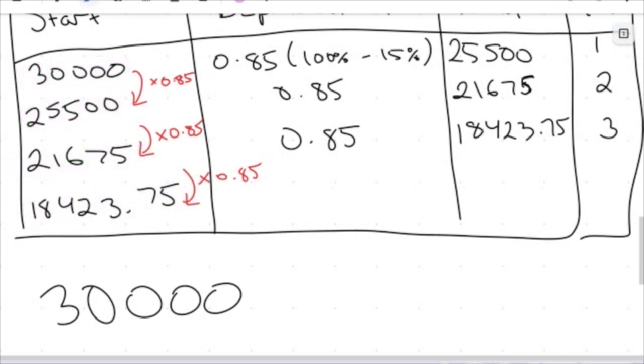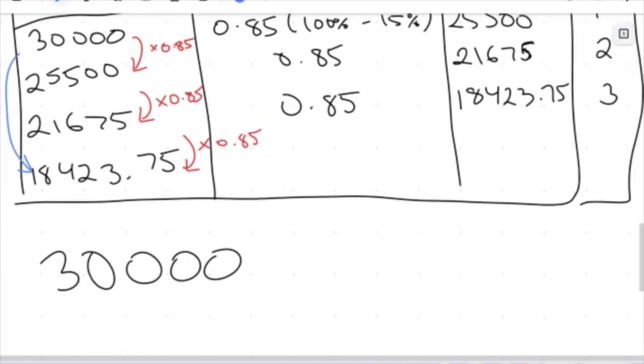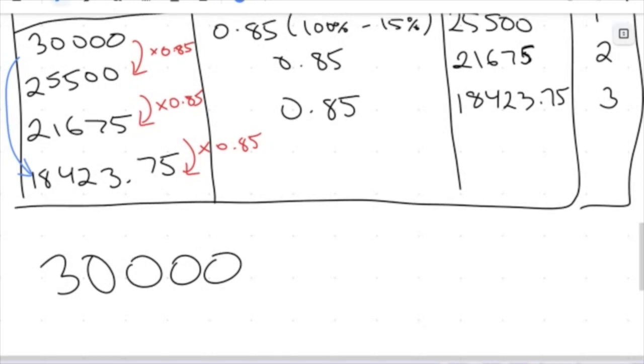Couldn't you say I just got from up here, let's do it in a different color, to down here, I got straight from 30,000 to 18,423.75 by just multiplying by 0.85 3 times. So I can write this as times 0.85 cubed, because this is just a shorthand for saying 0.85 times 0.85 times 0.85. Remember guys, mathematicians are lazy. We are always looking for shortcuts here.